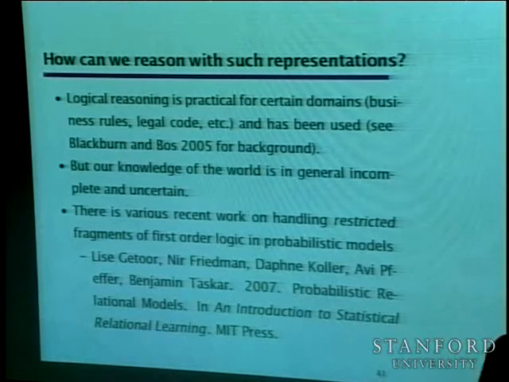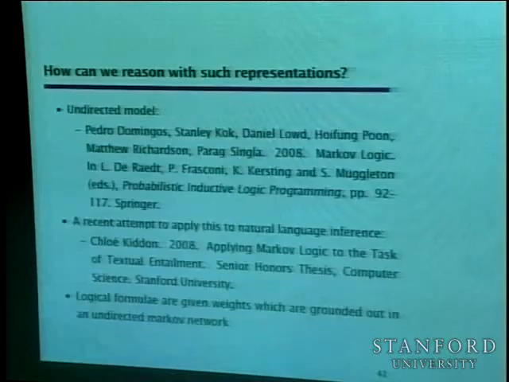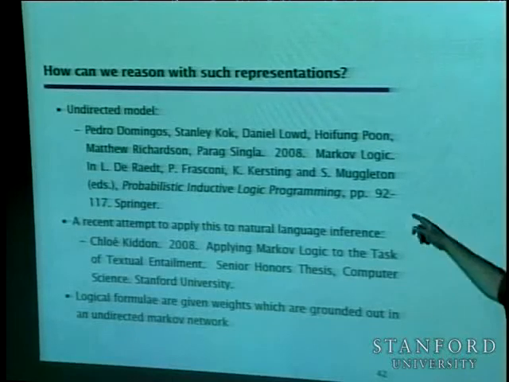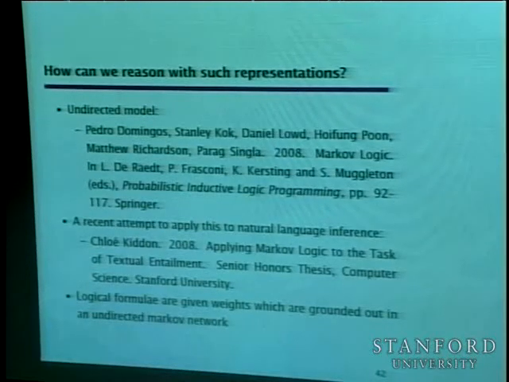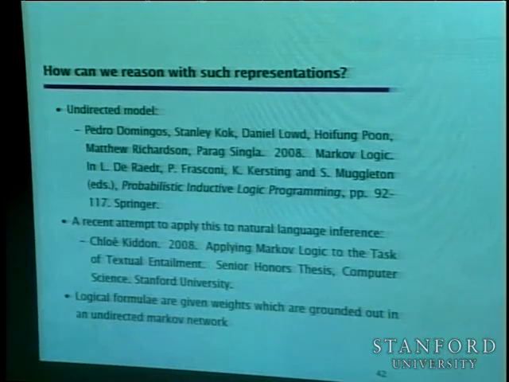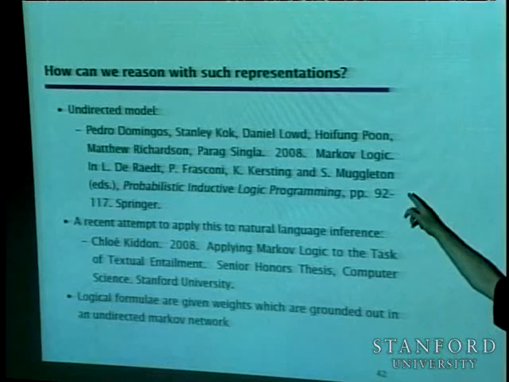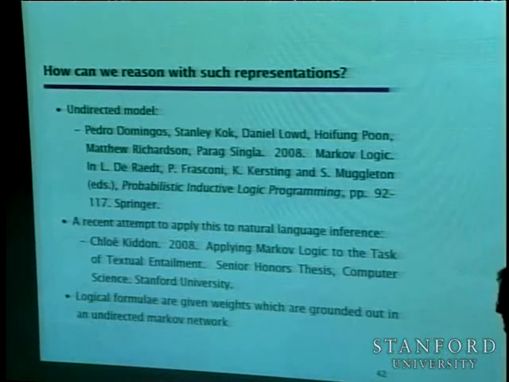And so one thread of that is Daphne Koller's work here on probabilistic relational models. Another thread of work that's been going on recently is Pedro Domingos and colleagues have been doing Markov logic, and they differ in various ways. Part of how they differ is that Daphne's model was a Bayesian net, a directed graphical model, whereas this is then an undirected Markov network style model.